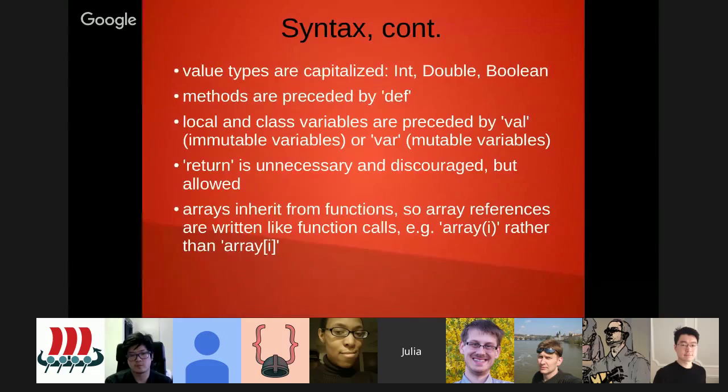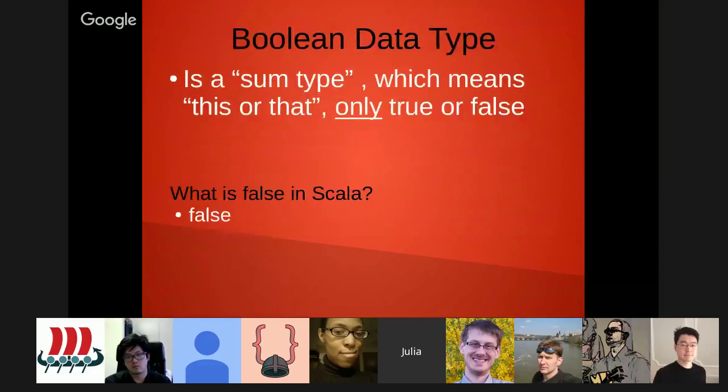So a little bit more about the syntax. Value types are capitalized, methods are preceded by def. There's a difference between val and var. Val is for immutable variables and var is for mutable variables. This one's similar to Ruby. Return is unnecessary, but allowed. And array access looks a lot different because arrays inherit from functions. So you're going to see array of i with parentheses rather than array of i with brackets.